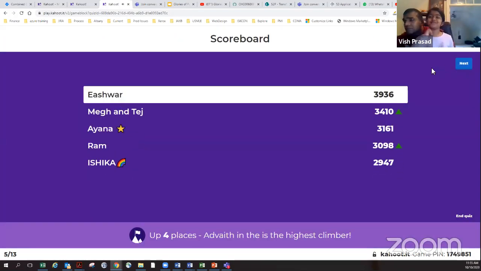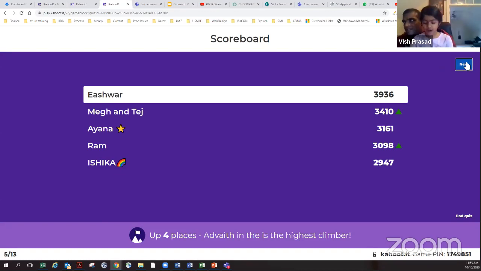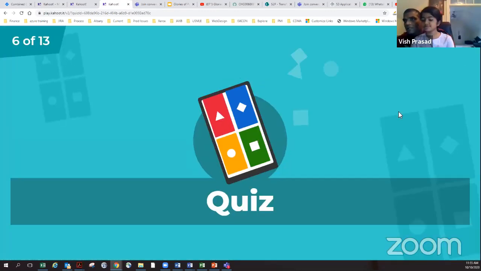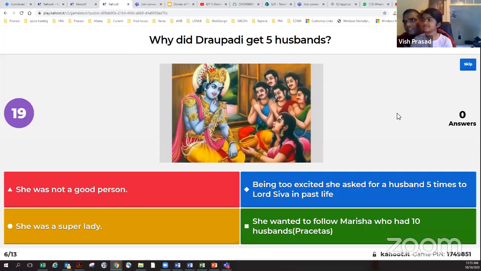Okay. Advait is up 4 places. Very good. Why did Draupadi get 5 husbands? She was not a good person. She was a super lady. Being too excited, she asked for a husband 5 times to Lord Shiva in her past life. She wanted to follow Marisha, who had 10 husbands.